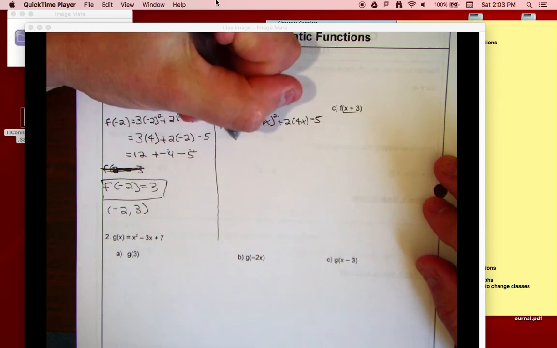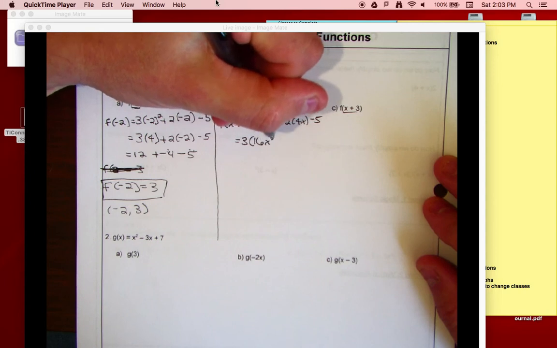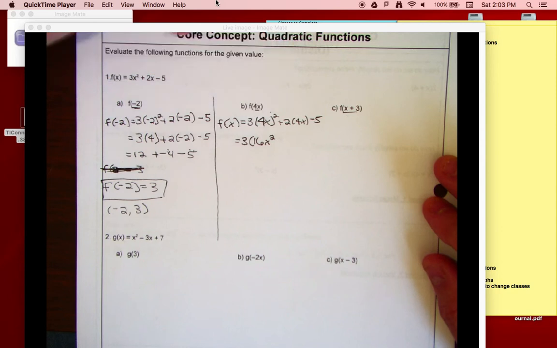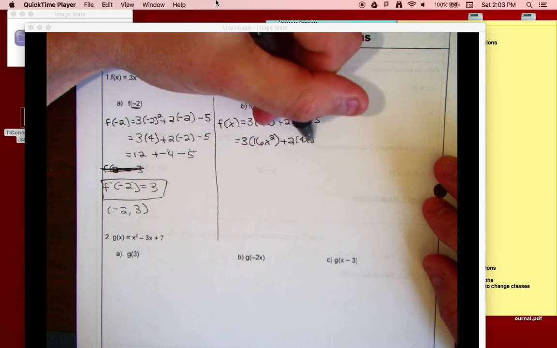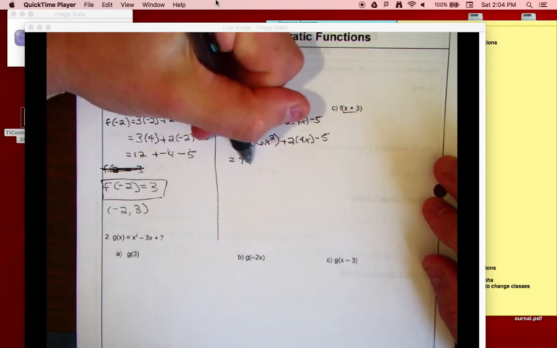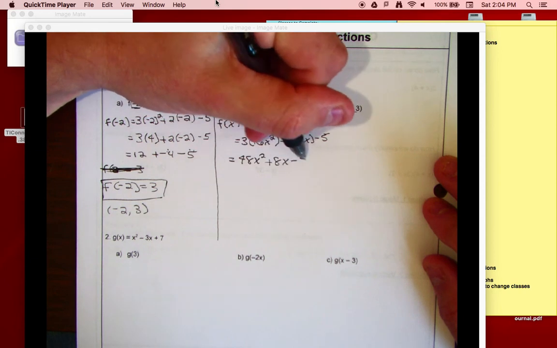exponents first. So I'm going to have 3 times 16x squared. 4 times 4 is 16, x times x is x squared. Alright? Plus 2 times 4x, and then minus 5. Now we can go ahead and multiply. So we got 3 times 16, which is 48. So 48x squared, plus 8x minus 5.